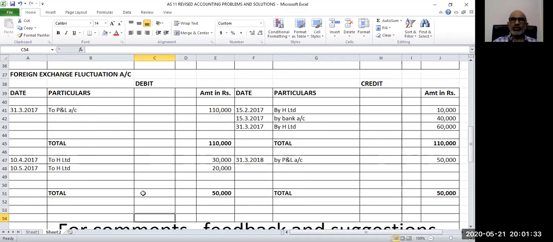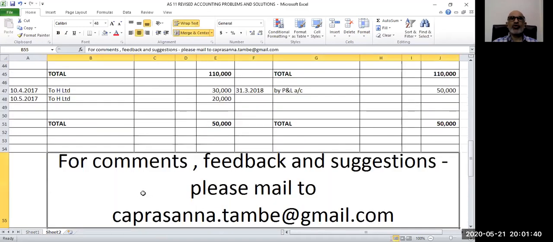So this is how the ledger accounts are prepared when it comes to the accounting for foreign exchange transactions. I hope you were able to understand this sum both in terms of journal entries and ledger accounts as well.